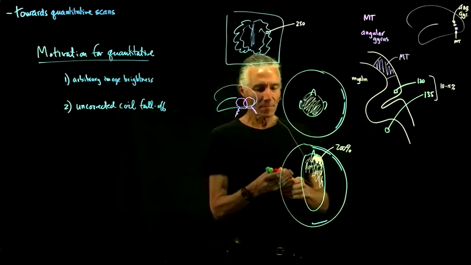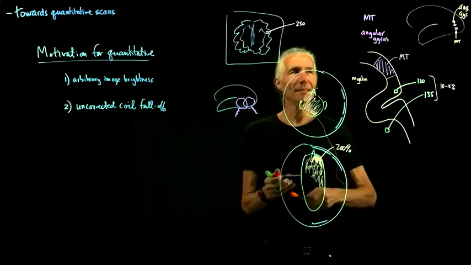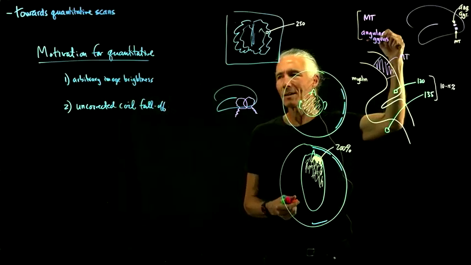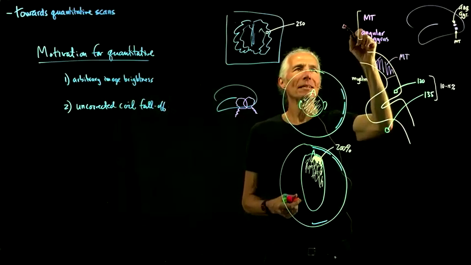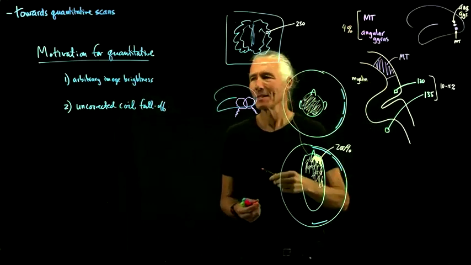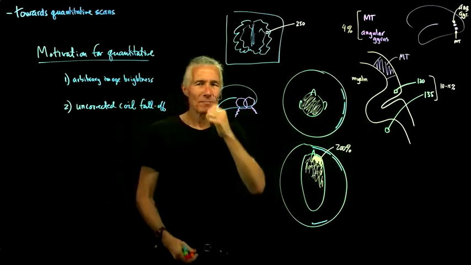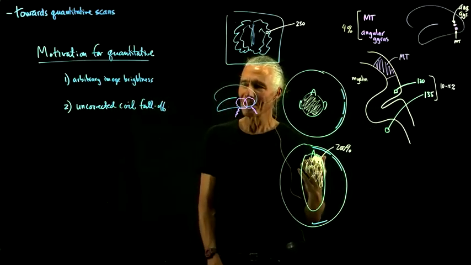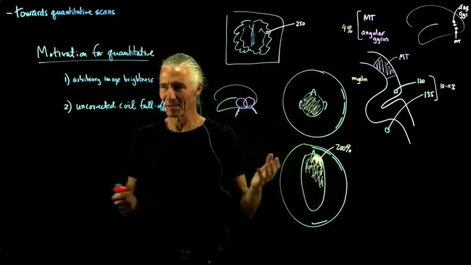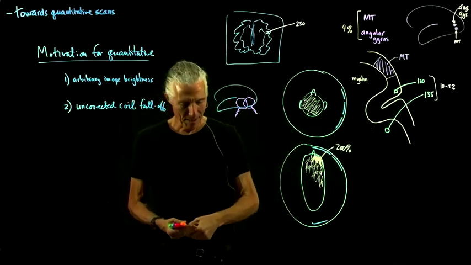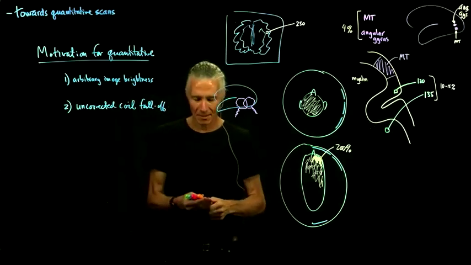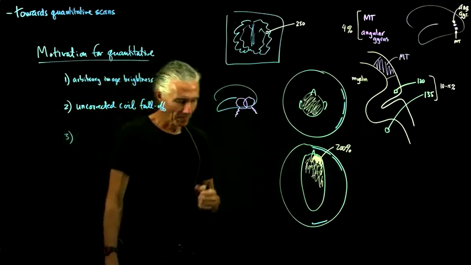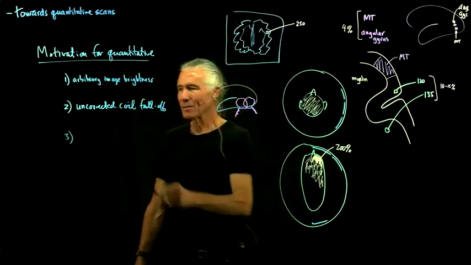So what is the difference between these two, MT and angular gyrus? That's the most myelinated versus one of the least myelinated. It's like a 4% difference. So that means most areas are going to be in the range of 1%, and we have these 200% brightness changes just in our image. So that's another problem. But there's a third problem, which is uncorrected variations.